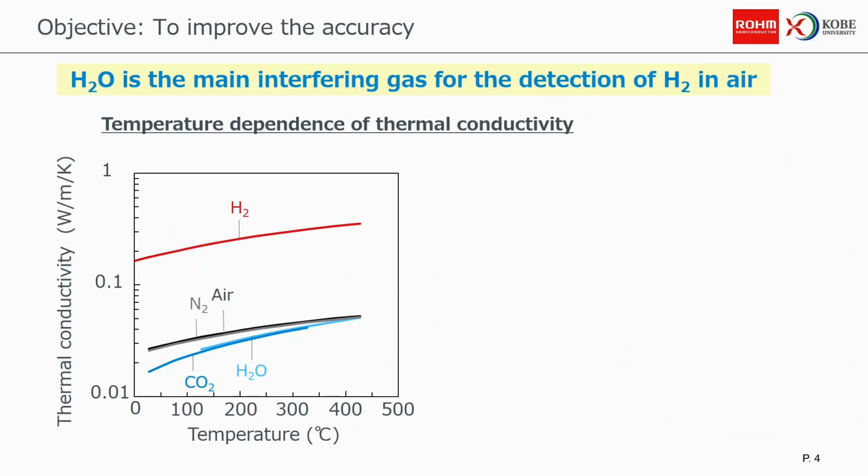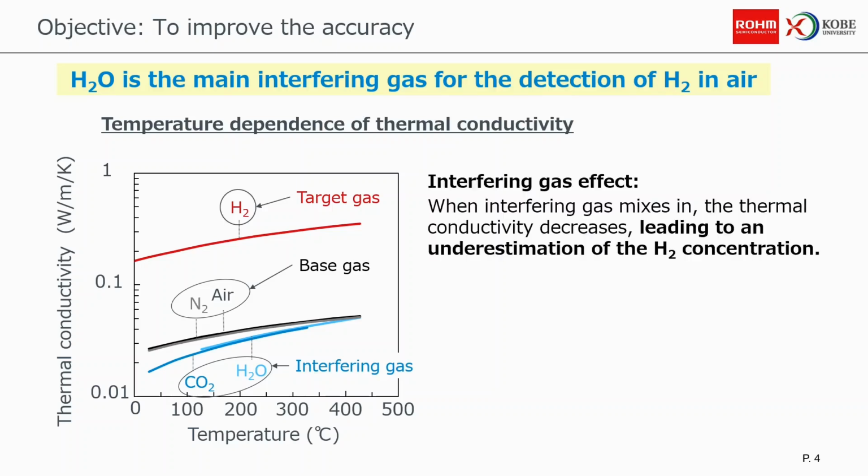This graph shows the temperature dependence of thermal conductivity of the several gases. N2 and air are base gas, and they have similar thermal conductivity. And the target gas is hydrogen, which has much higher thermal conductivity compared to the base gas. The interference gas are CO2 and H2O, or water vapor, which has lower thermal conductivity compared to base gas. H2O is the main interference gas for the detection of hydrogen in air.